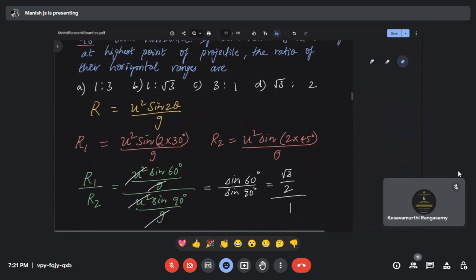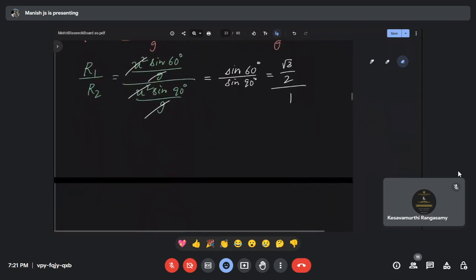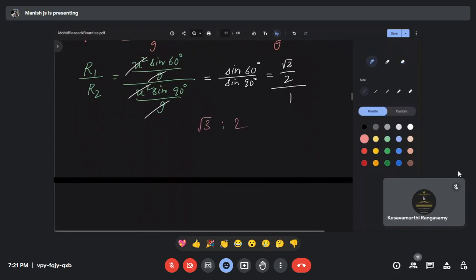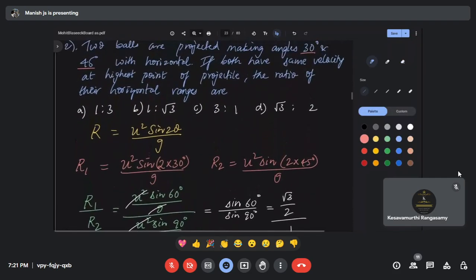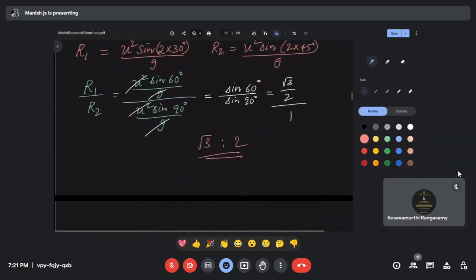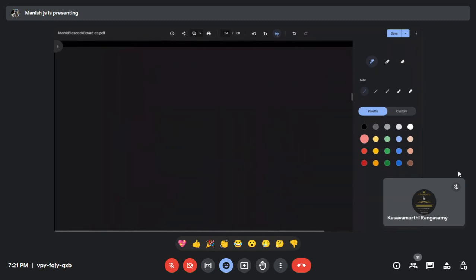Okay, so this is the method to do this question. It is root 3 is to 2. Okay, fine, simple. This is how you do. For that, formula based and situation based, you apply it and you find out the ratios, extract the ratios. Okay, we'll go to another model, a different model. We will see.